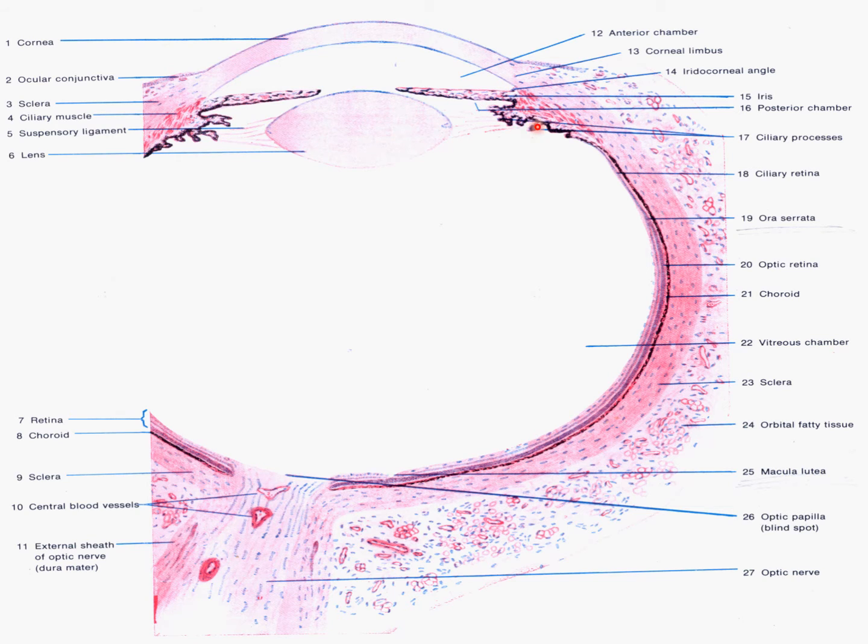This part is the ciliary process. These are the iris. This one is the ciliary muscle, and inner to it this one is the ciliary retina. So the ciliary retina is the innermost, the pigment nervosa. This one is the retina, inner to outer retina. Anterior to the retina there is the ora serrata.